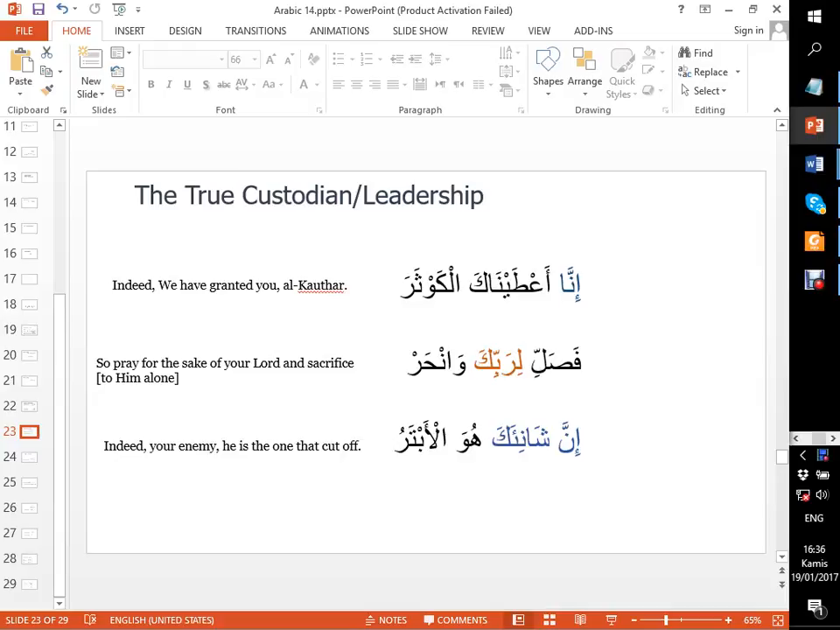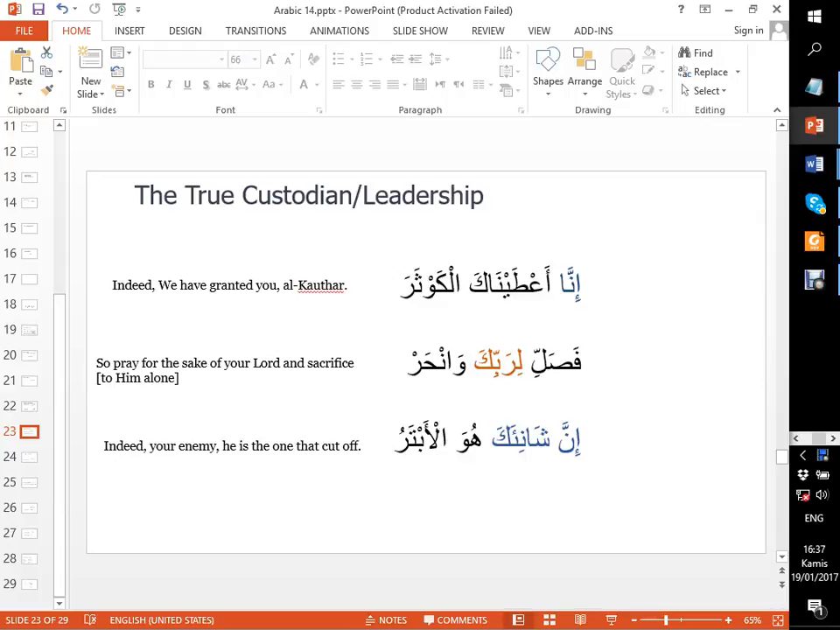Fasalli, what is it? Rabbi, because it's with ba and then Rabbika. Inna, what is inna? A harf of nasb. So this is the normal inna, and this is inna with na. That's the difference. Inna, so the word after it should be nasb, like shani'aka. So idafa and harf of nasb.